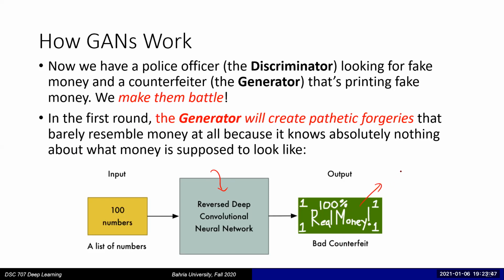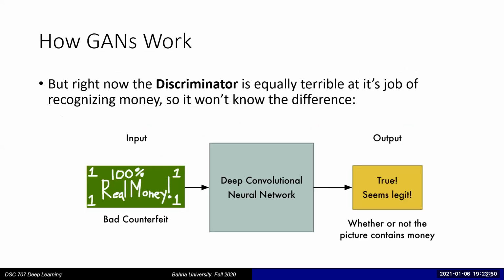Now we'll feed it to the discriminator. Now you see the discriminator is also not trained, right? It is equally terrible at its job of recognizing money. So if you feed it, we don't know, maybe it can say true or it can say false. It depends upon what the weights are, right? Because we have not done any training yet. So it is possible that it is accepted and it is possible that it is rejected. We can't say for sure what will happen. But the thing is that the discriminator is not trained as yet.